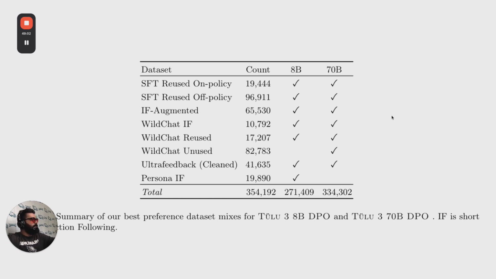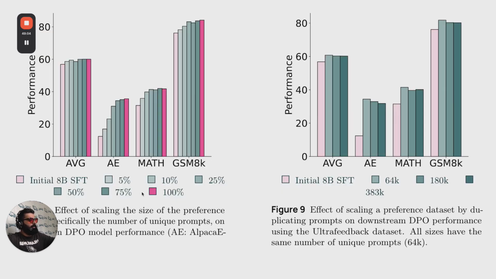This is showing that as you increase the size of preference data, in terms of the number of unique prompts, the overall average, as well as skill-specific performance, increases for their DPO pipeline. And this shows that when you have 64,000 unique prompts and then you duplicate them, the performance doesn't really improve, and in some cases actually gets a little worse.